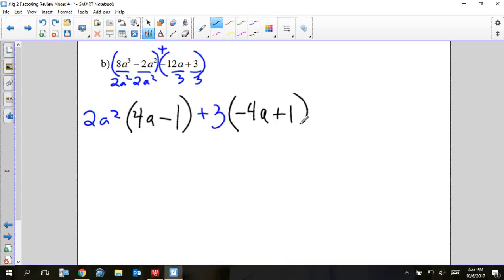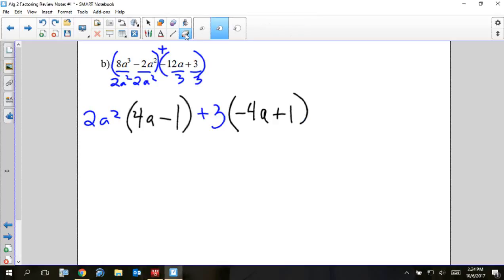Do you see that these parentheses are not exactly the same? They have the same numbers, but they're different signs. So at this point, I could not GCF those out. They have to be the same. What should I have taken out of that second parenthesis? Not 3, but what? I should take out a negative 3. So I made a mistake, I see my mistake, and now I'm going to fix it.